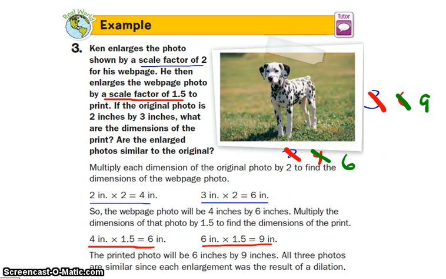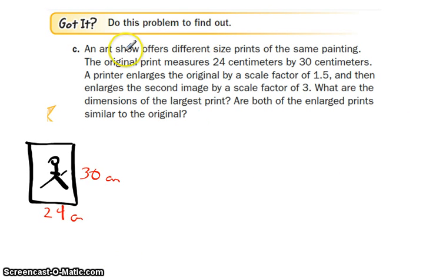Okay? Why don't you try this got it problem? An art show offers different size prints of the same painting. The original print measures 24 by 30 centimeters. So I went ahead and helped you out here and I drew a picture of this painting. 24 by 30. Okay. The printer enlarges the original picture by a scale factor of 1.5. Then enlarges it again by a scale factor of 3. What are the dimensions of the largest print? And are both enlarged prints similar to the original? So pause the video right now and work this problem out.